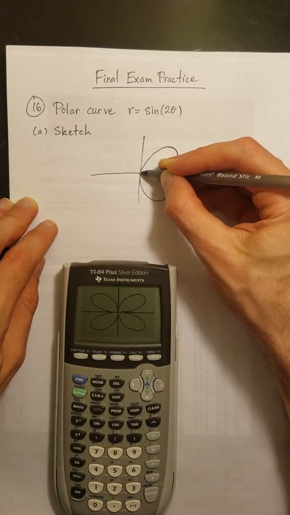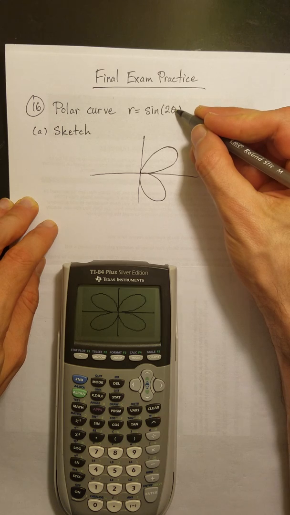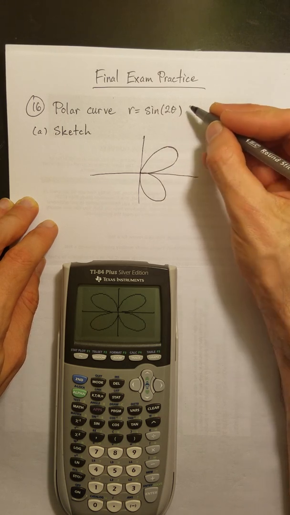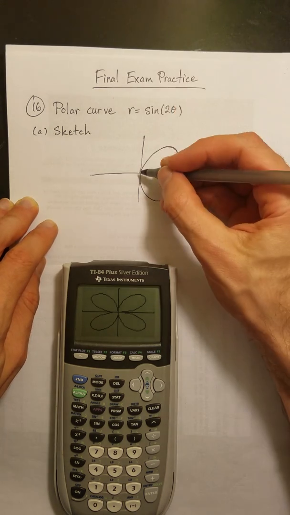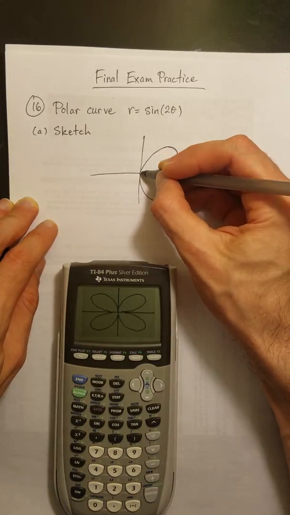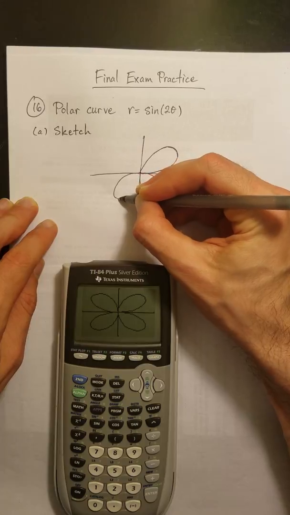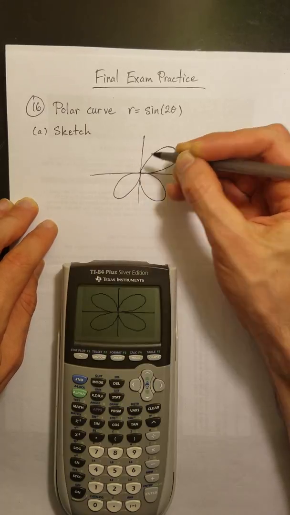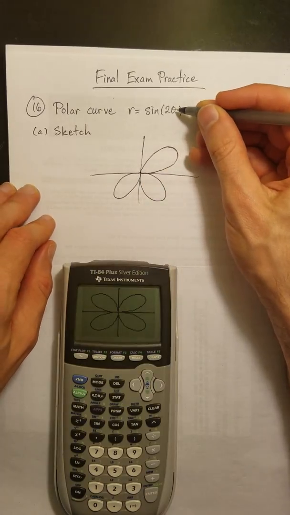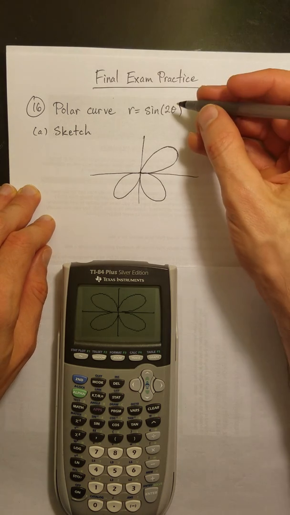Comes back to 0 at theta equals pi, because then we're looking at sine of 2 pi. Sine of 2 pi is equal to 0. And then it goes into the third quadrant because it becomes positive again. Draws another petal, comes back to 0 at theta equals 3 pi over 2.